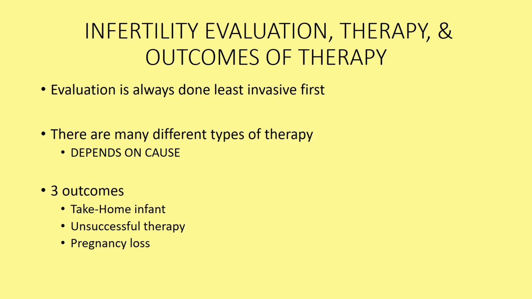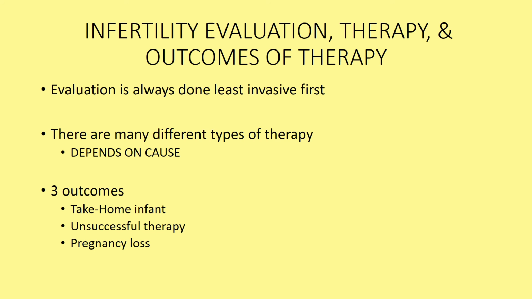So just a few things to remember with infertility. For the evaluation, they're always going to start with the least invasive procedures first, and then as they rule things out, they will advance to the more invasive procedures. With the therapy, there are many different types. You can use medications for either the man or the woman. There is surgery, in vitro fertilization, therapeutic insemination, intrafallopian transfers, and surrogacy. But no matter what, it is ultimately going to depend on the cause of infertility and, of course, the couple's choice.